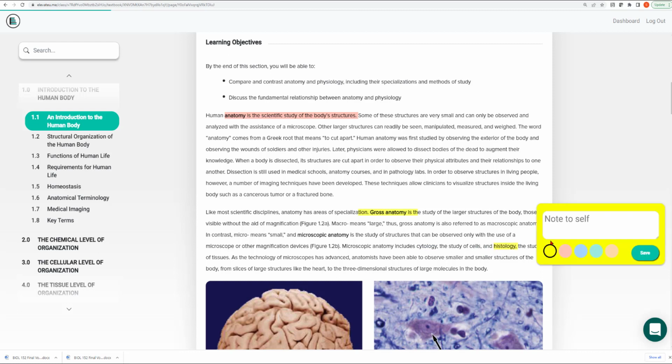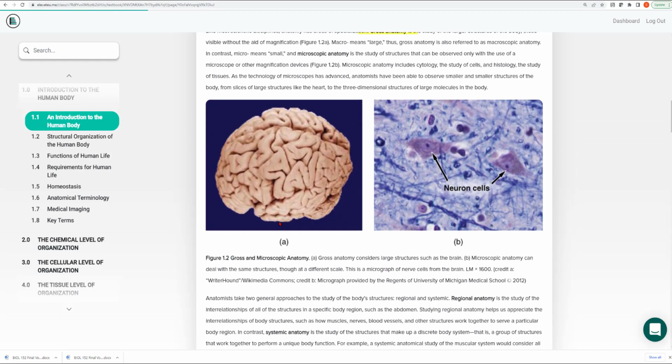In lab 2, you'll be looking at cells under the microscope, and you'll also be looking at a significant number of different tissues under the microscope, and you'll be learning to differentiate between different types of tissues and what they look like under the microscope. So, as an example, in these two pictures, if you're looking at the whole brain, that's an example of gross anatomy. And if you're looking at cells under the microscope, that would be an example of microscopic anatomy, or specifically in this case, cytology, because we're looking at individual cells found in the brain.